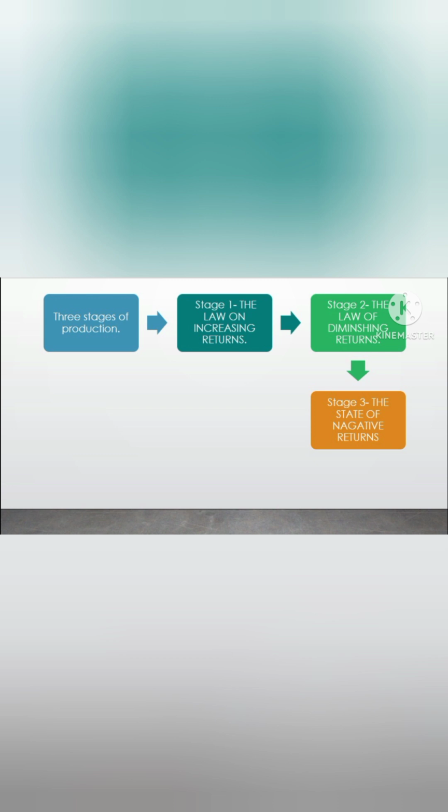In the production, we have three stages: law of increasing returns, law of diminishing returns, and law of negative returns. Stage 1, the law of increasing returns. In stage 1, the total product goes on increasing until it reaches the point F. Stage 1 will end at a point where the AP, that is average product, reaches its maximum point. In stage 1, MP, that is the marginal product, will be decreasing but it will be positive.